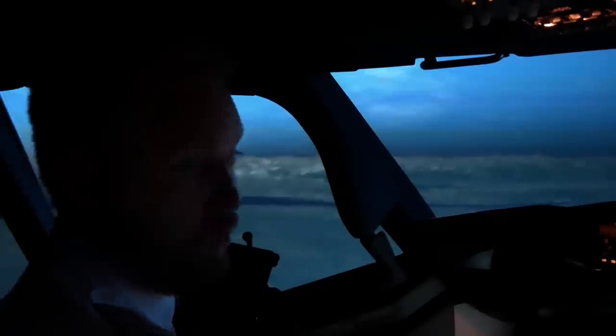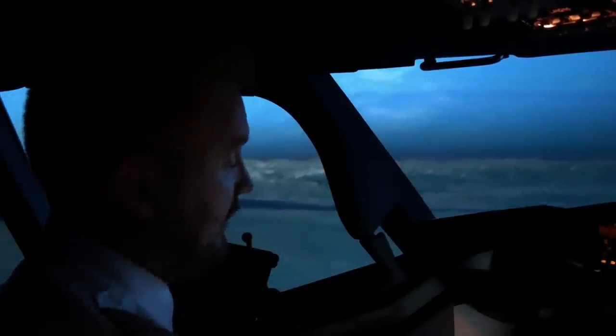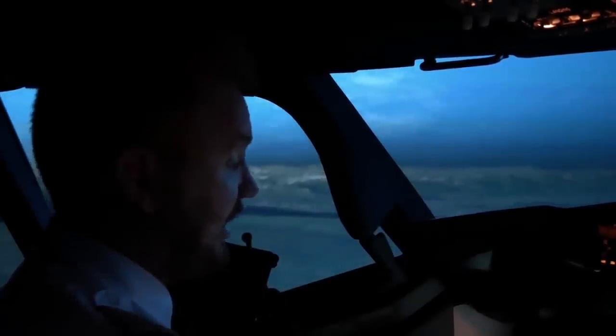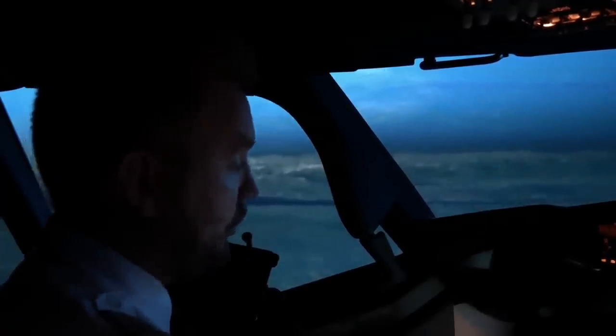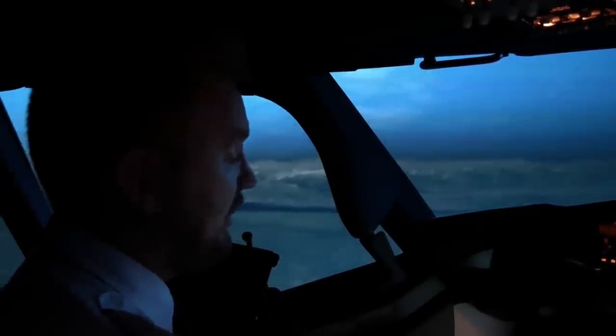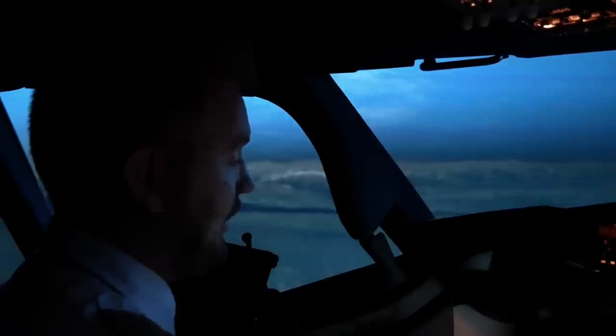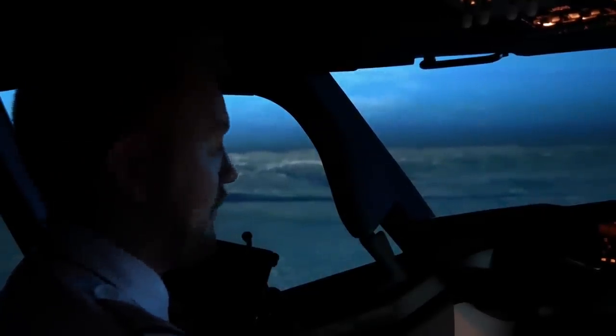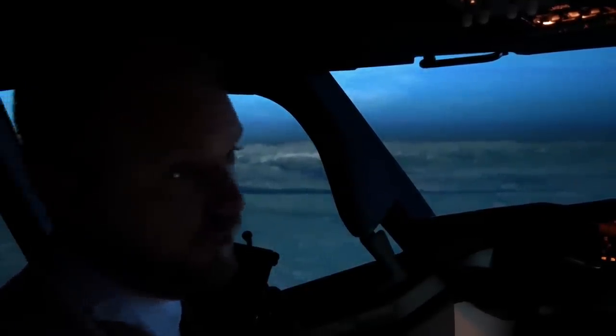So I've had a lot of questions. Can you roll a 737? And the answer to that is, it is possible to roll it. You are going to need extra airspeed, so you're going to do it in a descent. But it is not something that you would ever see anyone do, not even during flight shows.